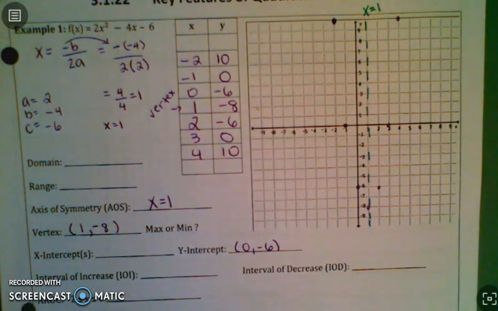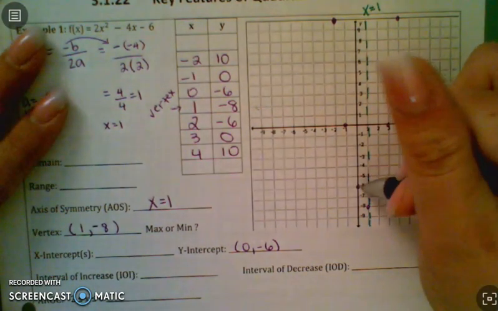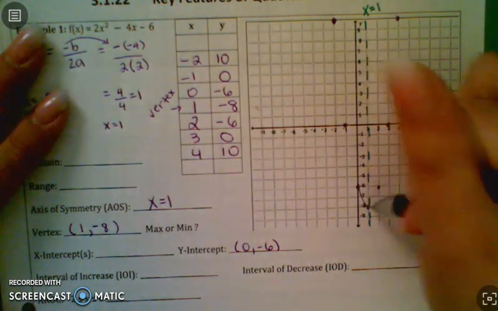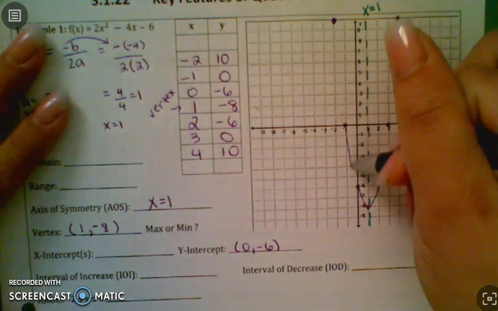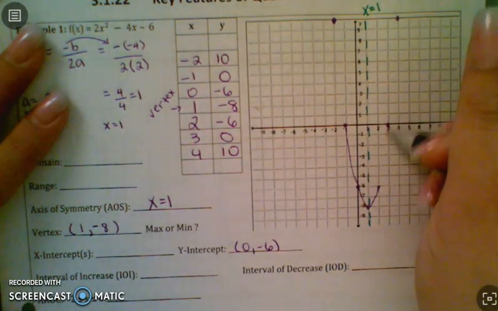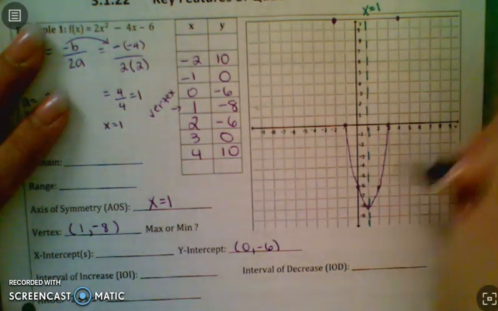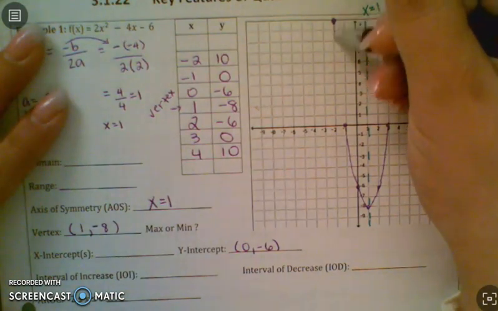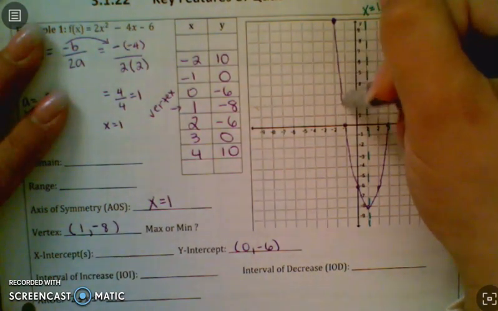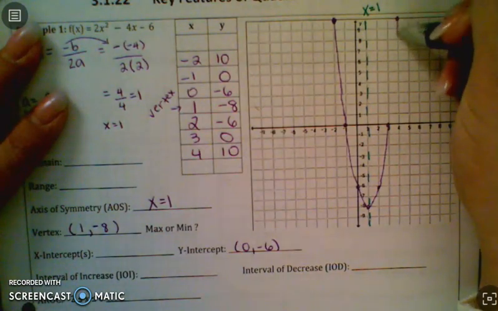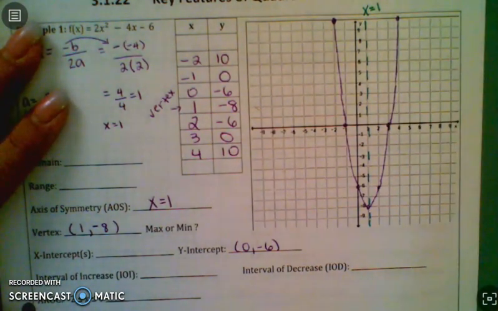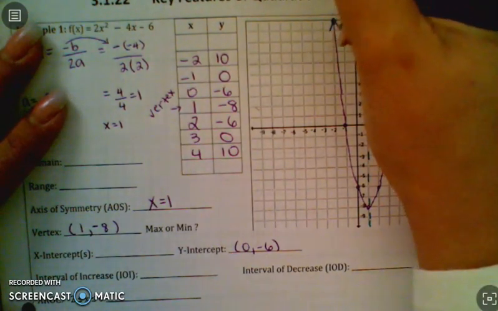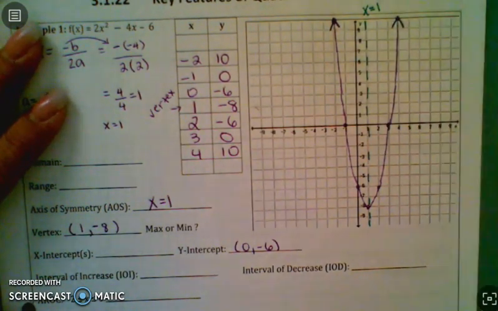Once you have your points plotted, go ahead and connect. And remember, it's going to be a U shape. So try your best. I know when they're far away, it's hard. And then don't forget to put your arrows at the end.